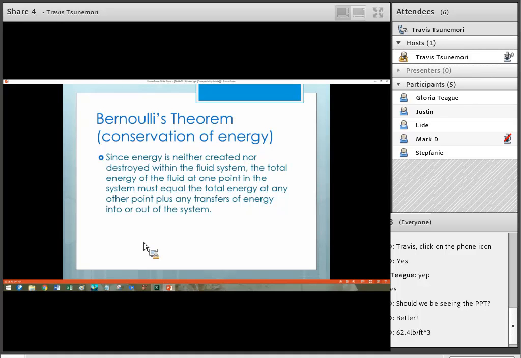So one thing that is really important to notice with using Bernoulli's equation is that it applies to one point in the system, and then we pick another point in the system and we write our equation with those 2 points. And then we also include any transfers into or out of the system. So what that means is we can pick our points advantageously to us to help us solve the problem a little easier.